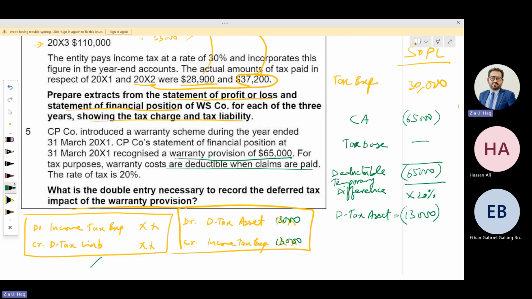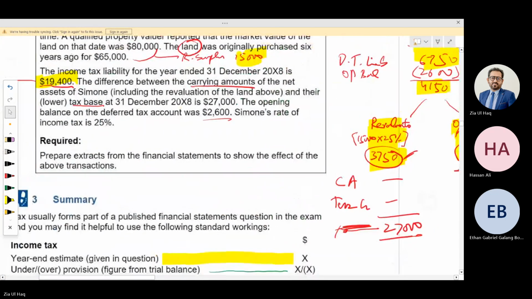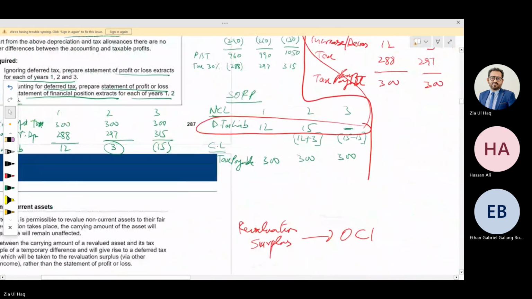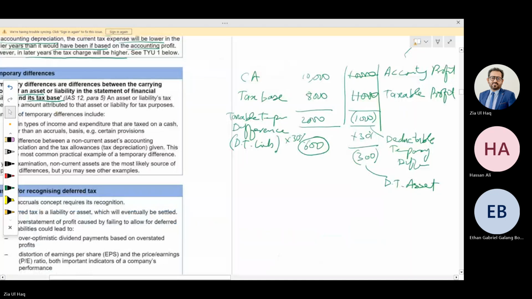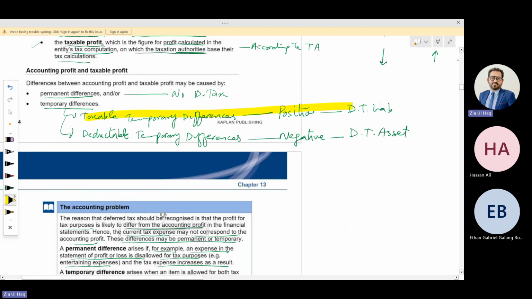This was not covered in the book. There was no information about deferred tax asset, how deductible temporary differences are calculated. They explain in theory, but not according to formula. But we have studied positive, negative. Taxable temporary difference, deductible temporary difference. Taxable temporary difference, positive, deferred tax liability. Deductible temporary difference, negative, deferred tax asset.